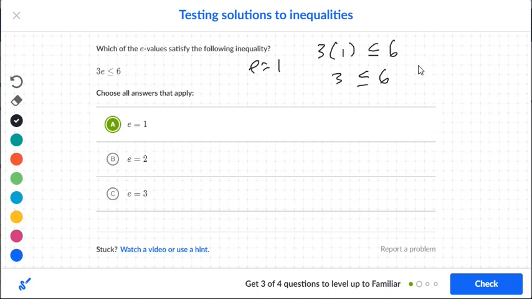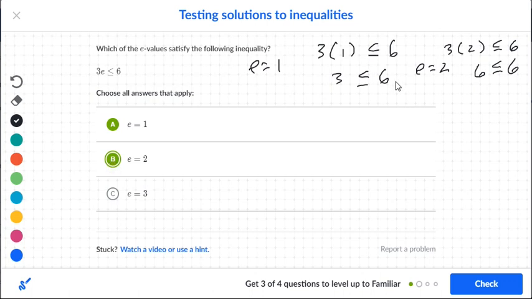Now this time if we say E is 2, we're going to say 3 times 2, inequality sign, and 6. So right here we get 6, the inequality sign, and 6. We're going to say 6 is better than 6. Now 6 is not better than 6, but notice you have a little equal sign. So equal is an option, so yes, that works.